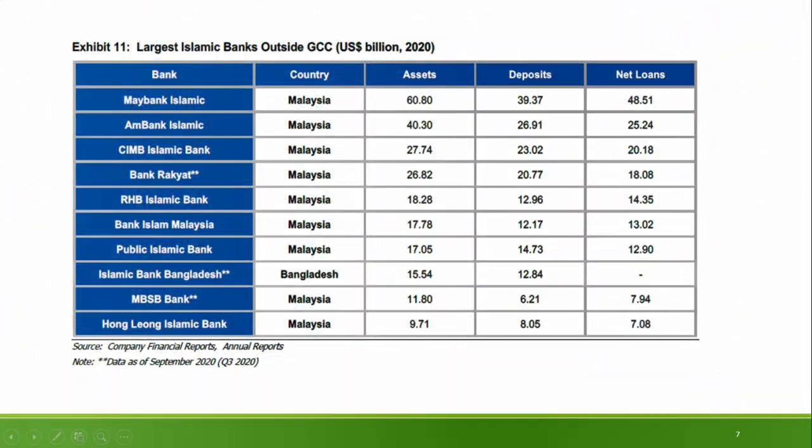Largest Islamic banks outside GCC: we can see in this slide that most of the largest banks outside GCC are in Malaysia. Only one bank among these largest banks is from Bangladesh, which is Islami Bank Bangladesh, with assets of 15.54 billion US dollars in 2020.